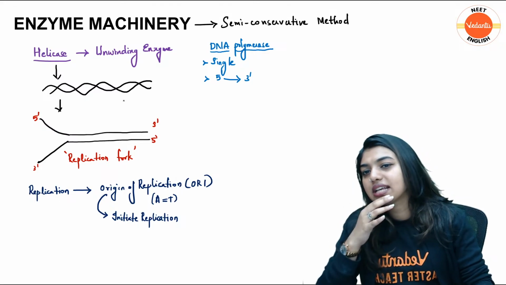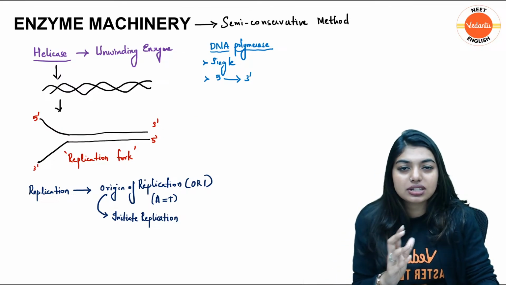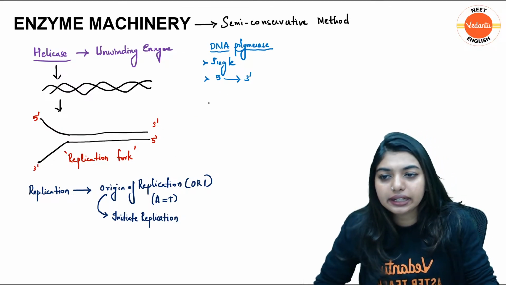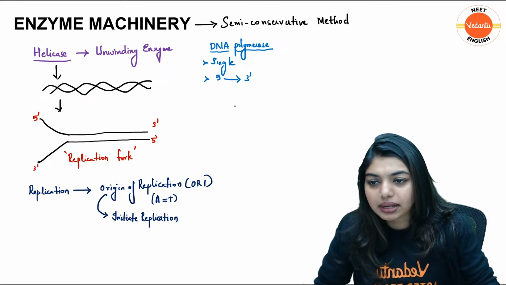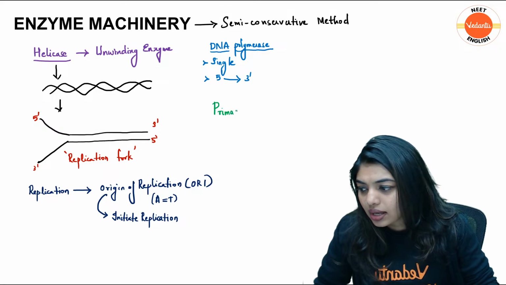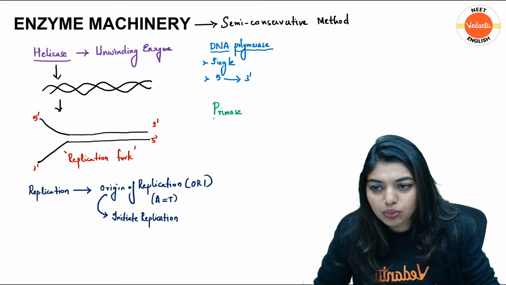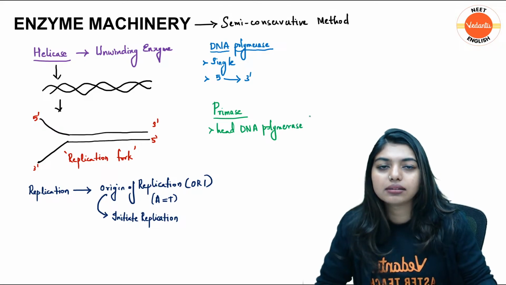But DNA polymerase has a problem. It does not know where to start. Yes, it will start at the origin of replication, but it needs someone to lead it. That person is going to be your primase. Primase is the one who is going to lead your DNA polymerase.